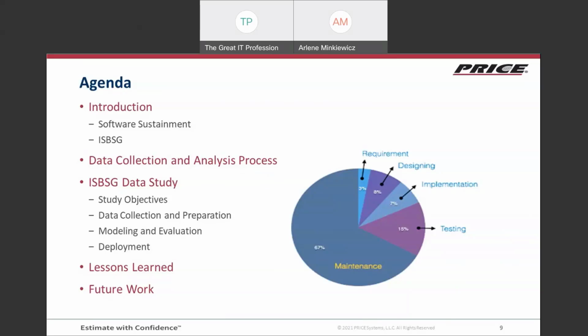And we weren't just trying to find a better way to model costs. We were also trying to find ways to help the cost estimating community better understand what things might be drivers of software maintenance cost and software support cost. So we'll talk about the objectives. We'll talk about what we did to collect and prepare the data. What tools did we use? Discuss some modeling. We did do some regression analysis against the data to learn more about what is and isn't a cost driver, and talk about the ways that we might deploy the solutions or the findings of this study.